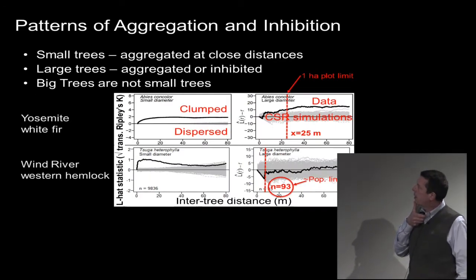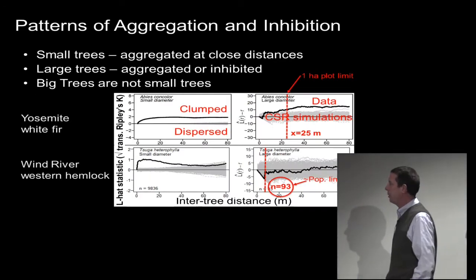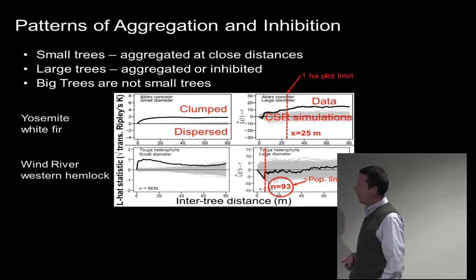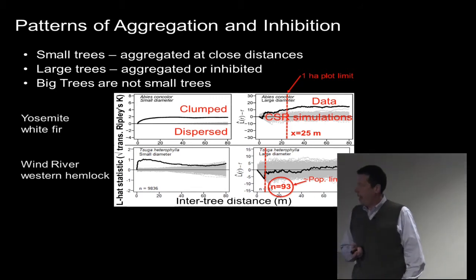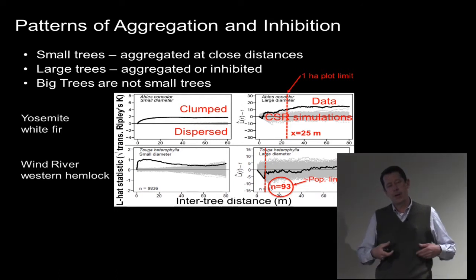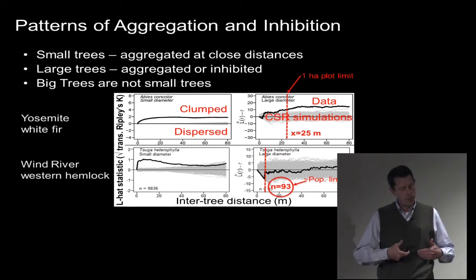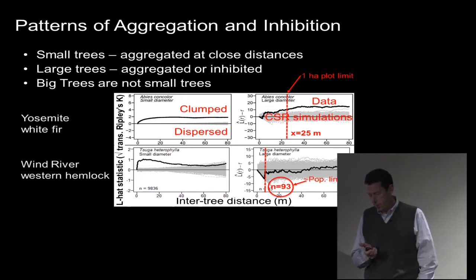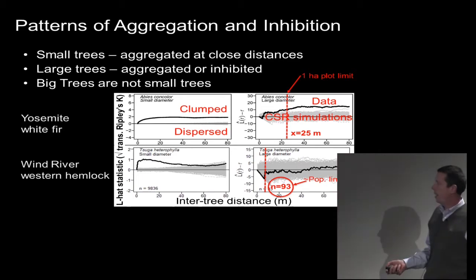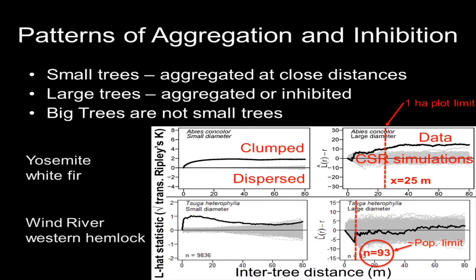So here's some spatial data. And what we said here was, let's look at the patterning. And we looked at a comparison between aggregation or dispersion compared to spatial randomness. I'm showing the L-hat statistic here, but the important thing to note is if the data, the black line, is above the gray simulation envelope, it's indicating clumpiness, and if it's below, it's indicating dispersion.